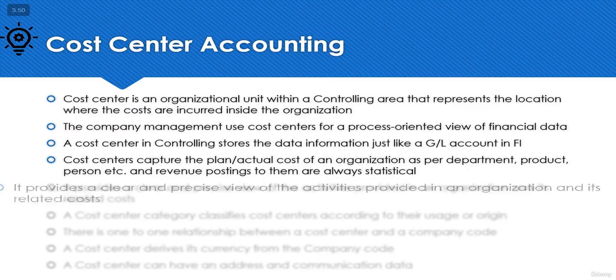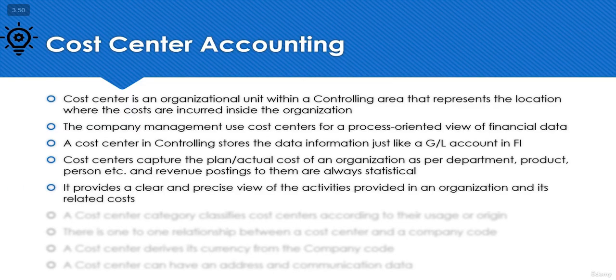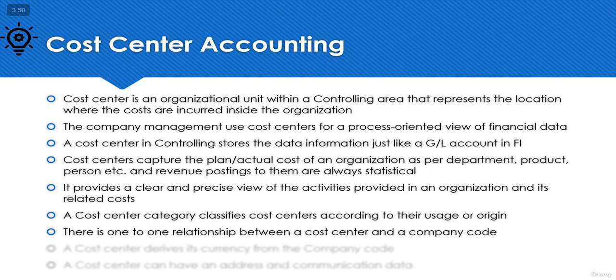Cost centers are always statistical. It provides a clear and precise view of the activities provided in an organization and its related costs. A cost center category classifies cost centers according to their usage or origin. There is a one-to-one relationship between a cost center and a company code. So it is unlike a profit center. A profit center can be assigned to multiple company codes, while a cost center can only be assigned to one company code.